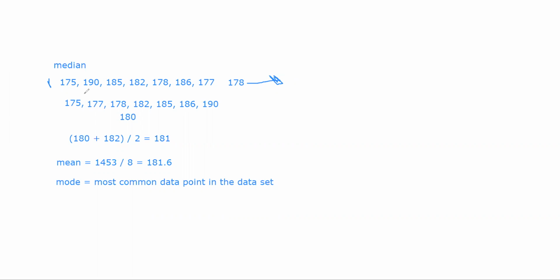So mode is the most common data point in the data set, and as we can see, there is only one quantity that is equal to 175, and only one quantity that is equal to 190. There is just one repetition, that is 178. So the mode for this data set would be equal to 178 because it is repeating twice. So the mode is equal to the most common data point in the data set, so that would be equal to 178. Let's have another example about another data set.